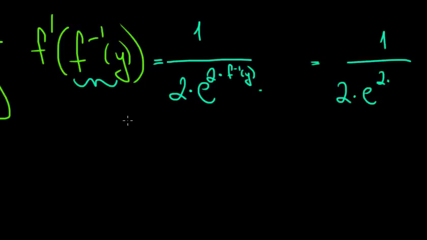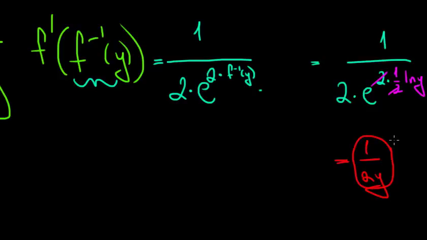Let's write it in a different color. 1 over 2 ln y. The 2 and 2 cancel out, so that's 1 over 2 times e to the power of ln of y. What do e and ln do? They cancel out. And what are we left with? It's 1 over 2y. This is the result by using this long formula.